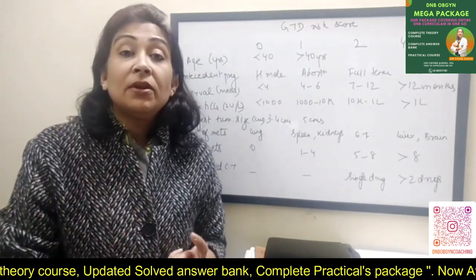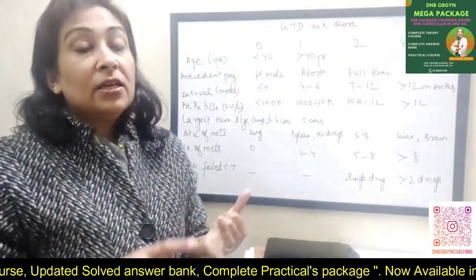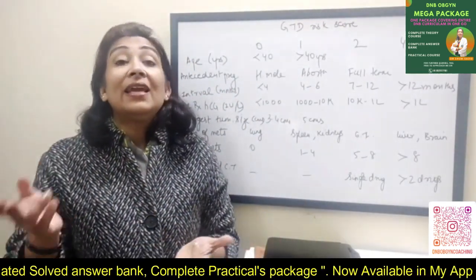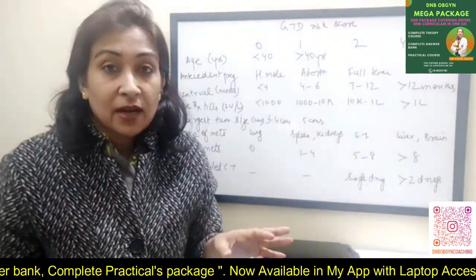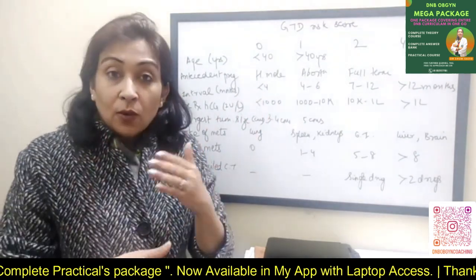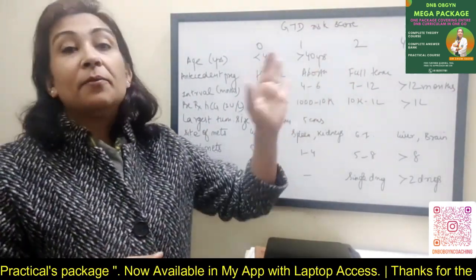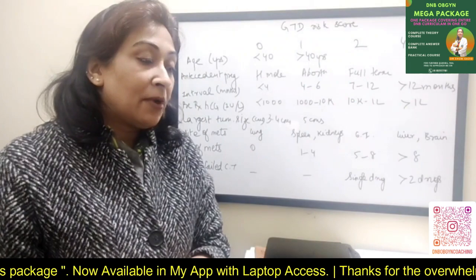What you have to remember is that age is in years, the antecedent pregnancy is the antecedent pregnancy, and the interval is in months from the antecedent pregnancy, whatever it be. Of these, a hydatidiform mole is lower risk, and a full-term pregnancy becomes the high-risk pregnancy.